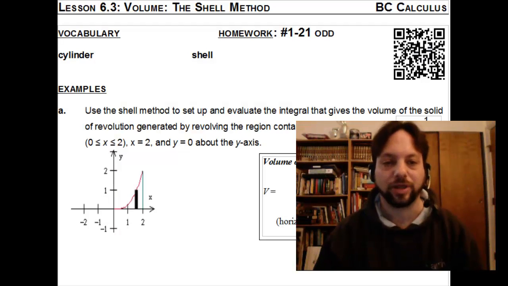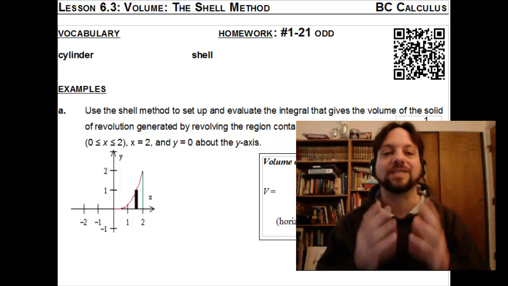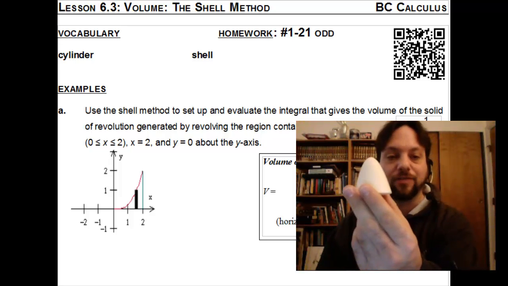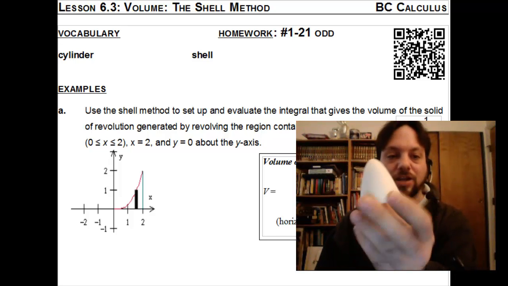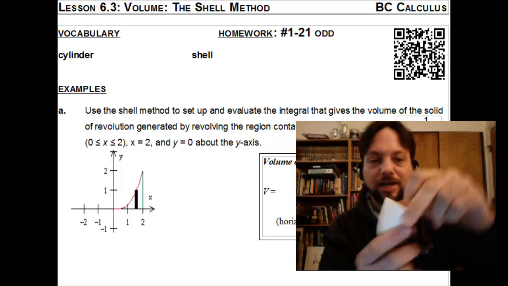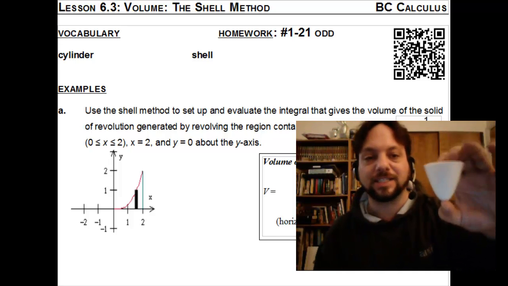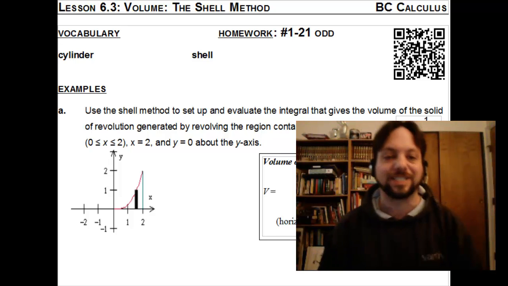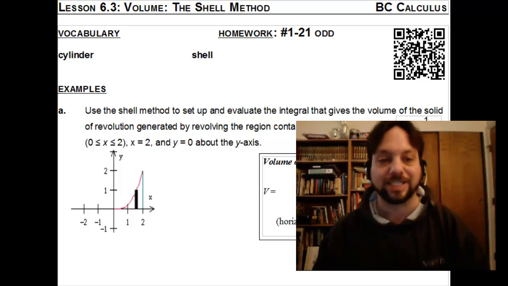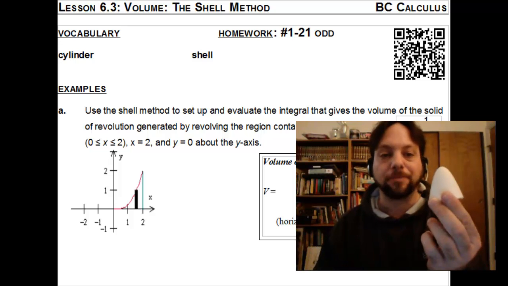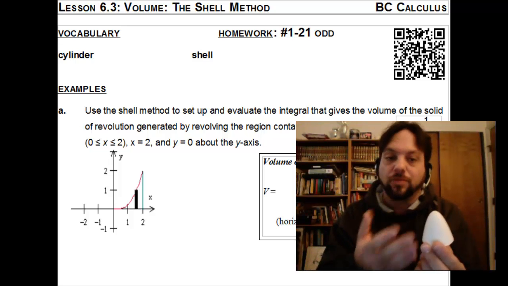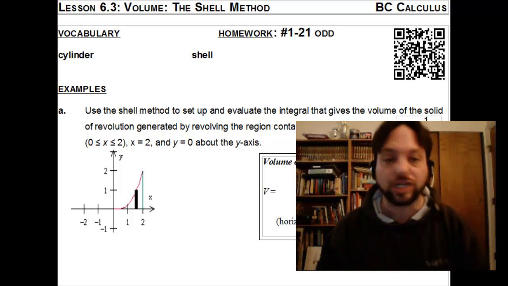In lesson 6.3, volume using the shell method, we'll explore another way to find volume of solids of revolution, much like the one I have right here in my hand. Kind of looks like a parabolic solid here. And in lesson 6.2, we found the volume of shapes like this using what we call the disc and washer method. However, here in lesson 6.3, we're going to chop this shape up in a different kind of way and find the same volume, but using a different method called the shell method.